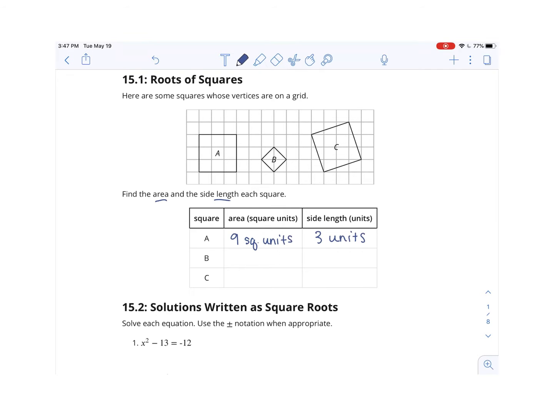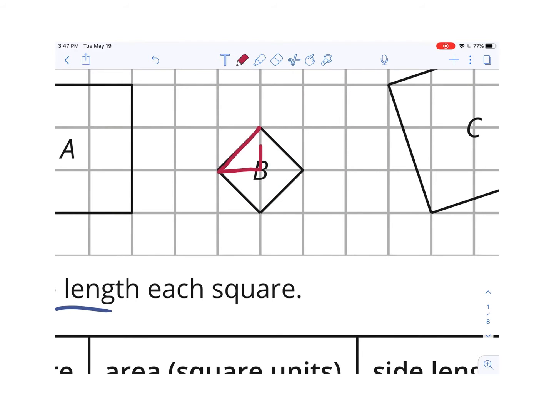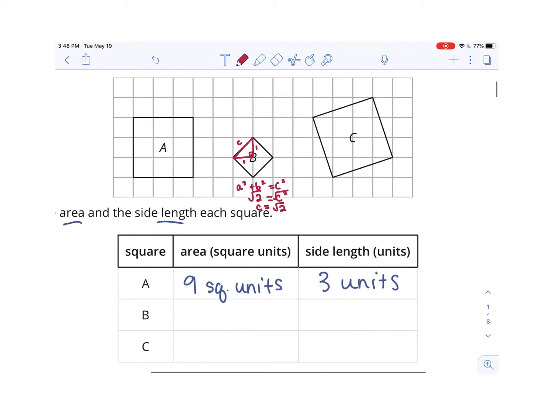So for B, you may have thought about finding one of the side lengths first by looking at these as right triangles and thinking about the Pythagorean theorem. So you knew that these sides were both 1, and the Pythagorean theorem says a squared plus b squared equals c squared, where c is our hypotenuse, or the side length of the square that we're looking for in this case. So we'd have 1 squared plus 1 squared, which is 2, equals c squared, and if we take the square root, we get that c, that hypotenuse, equals the square root of 2.